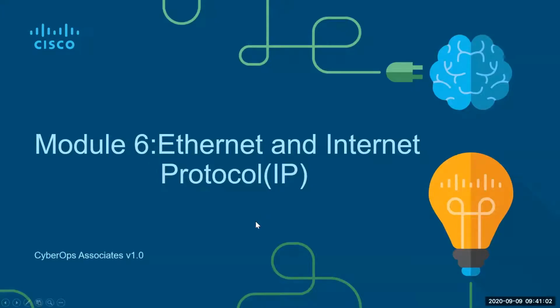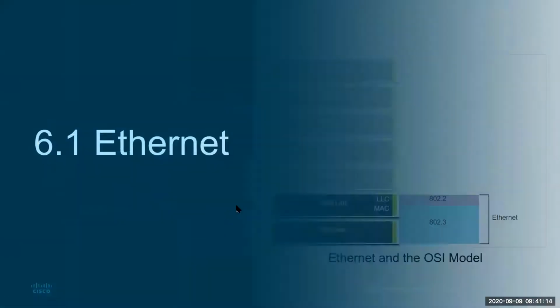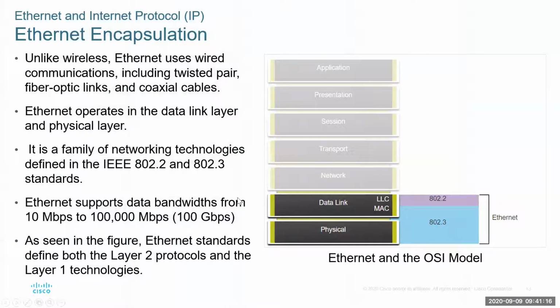All right, so this section we're going to focus down on Ethernet and the IP protocol. So there's a couple things. We're going to talk about how Ethernet supports the network communication, IPv4 in that communication, IP addressing, etc. So starting with the basics of Ethernet, there were a lot of different communication protocols before Ethernet was finally ratified. Ethernet was the one that won out, so to speak. There were a lot of other ones, Token Ring and some others way back in the day.